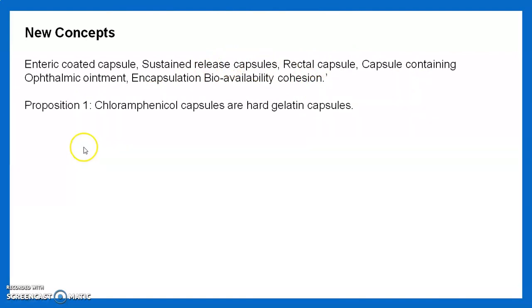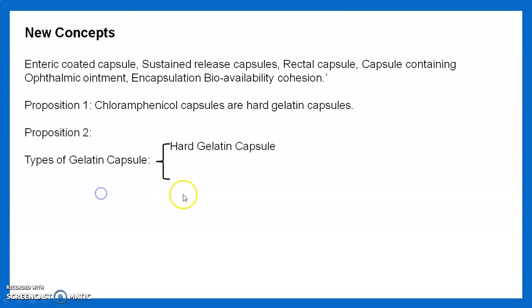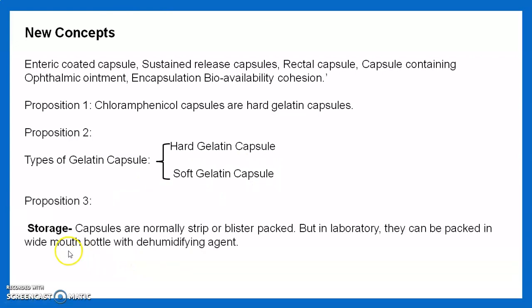Capsules are solid dosage forms, unit dosage forms. Chloramphenicol capsules are hard gelatin capsules. They are prepared from hard gelatin. There are two types of gelatin capsule, hard gelatin capsule and soft gelatin capsule. Then we see the next proposition.